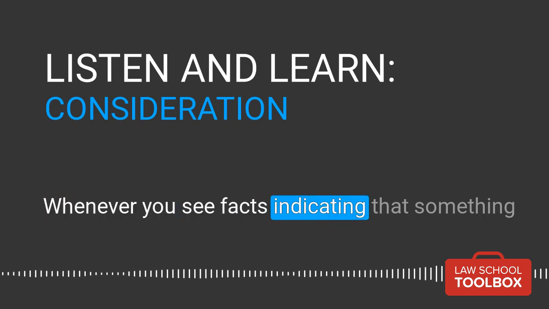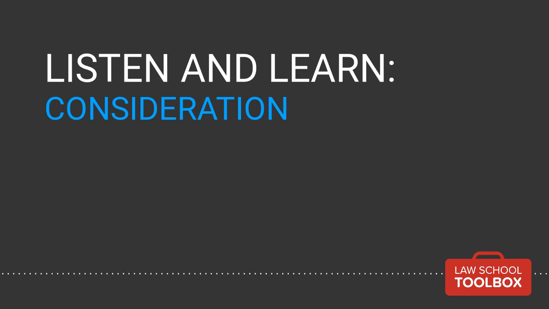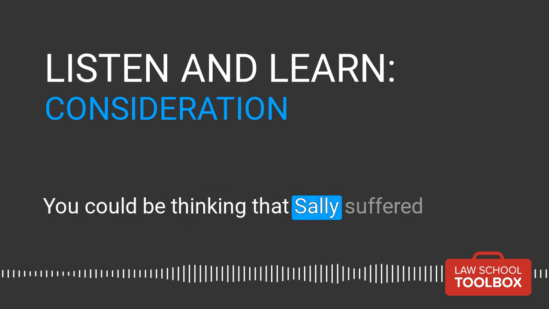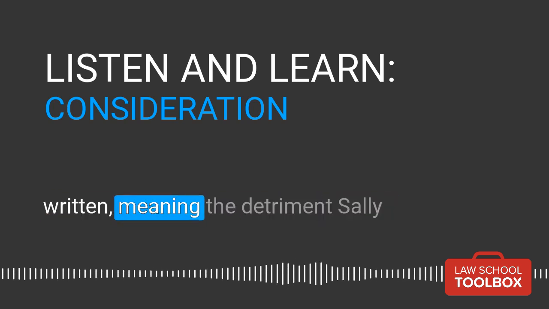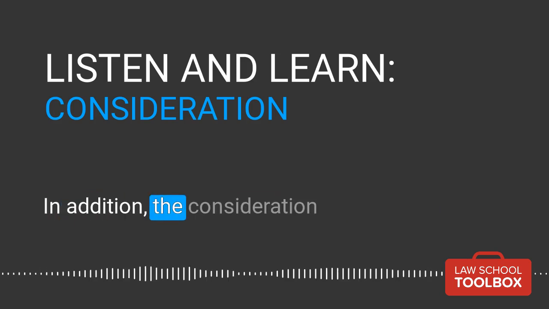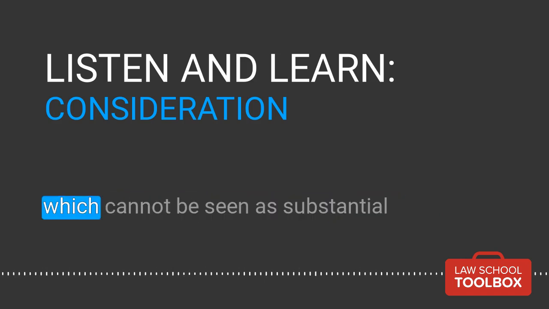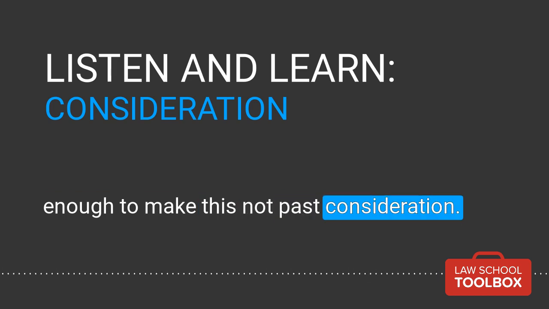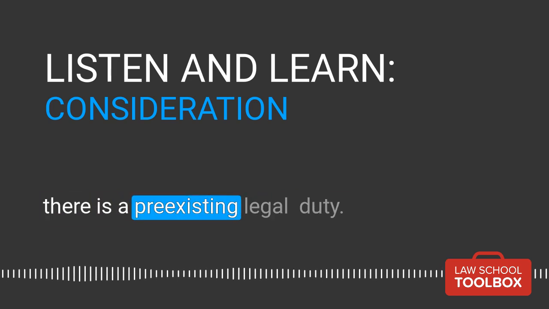Whenever you see facts indicating that something done in the past is being used as consideration, you should do a past consideration analysis. You could be thinking that Sally suffered a detriment by writing the story. However, the entire story was already written, meaning the detriment Sally suffered was not induced by the promise. In addition, the consideration did not change substantially. All Sally did was change a few names, which cannot be seen as substantial enough to make this not past consideration. The next situation where there is never consideration is when there is a pre-existing legal duty.